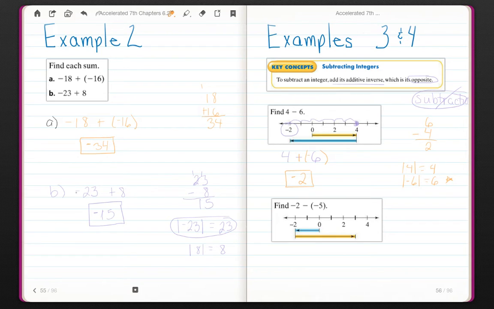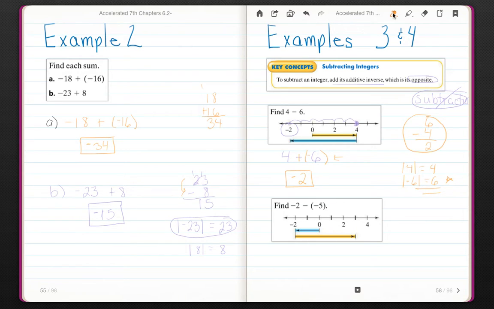Now, quick note, over here in example 2, for problem B, we had 23 and 8, so we did 23 minus 8 because 23 was larger. Here we have 4 plus -6, but 6, the absolute value, is largest, so we need to do 6 minus 4, even though it comes second in the problem. You're still going to do 6 minus 4, because it's all about those absolute values.